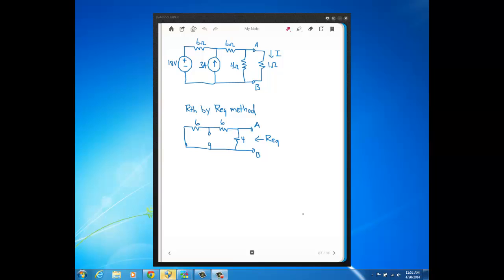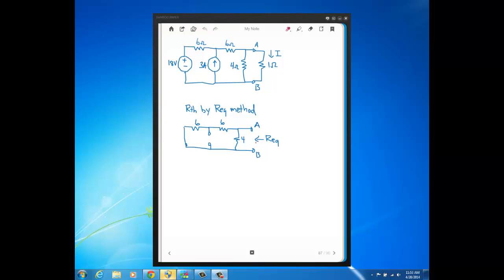In this video, we use an equivalent circuit to solve for a current in a load resistor. In this circuit here, this 1 ohm resistor is our load resistor connected between the nodes of interest, nodes A and B. And we want to use an equivalent circuit to find what the current through that 1 ohm resistor is. So I'm going to start off by finding R Thevenin by the R equivalent method.